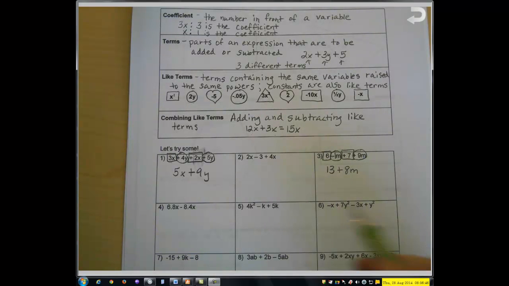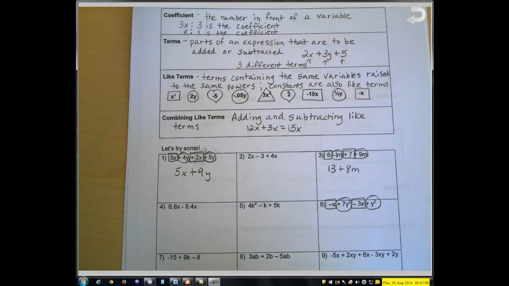Okay, let's move down to number 6. Identify like terms. Negative x, negative 3x, positive 7y squared, positive y squared. Again, we're going to write a 1 in front of this x. So we have negative 1x minus 3x.